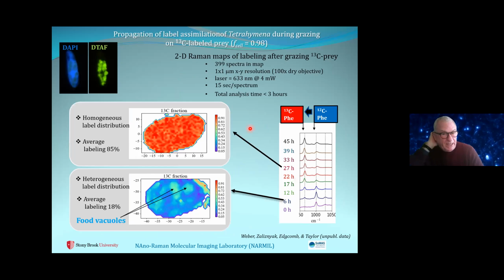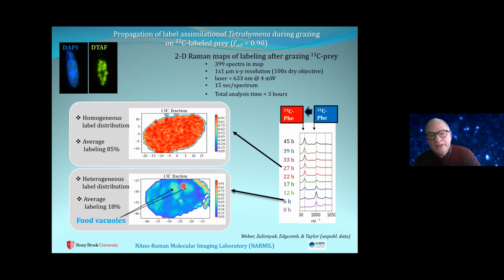Okay, and if we look at the individual cells through time, we can do two-dimensional maps, not just measure one spot in a cell, not take a single spectrum, but take multiple spectra. We set up a grid, and I'll show this in more detail in a moment. If we look at it early in the time course, it's 6 hours, and the color coding is isotopic abundance. The warmer colors mean it's isotopically heavy. The blue or the cool colors mean isotopically light.